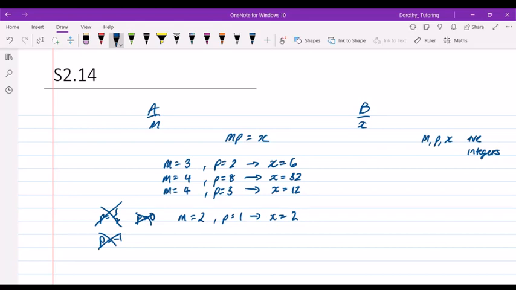So I can't tell you from that equation and the conditions on X, P, and M whether X is greater than M or X is equal to M. So I pick option D.